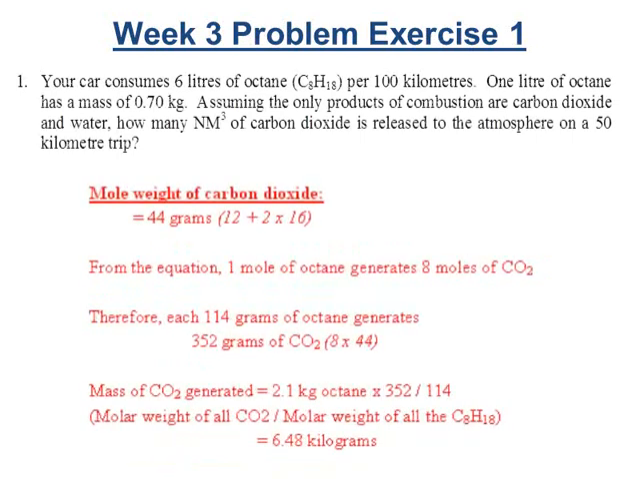So the mole weight of carbon dioxide is 44 grams. From the equation, 1 mole of octane will generate 8 moles of CO2 from the balanced reaction. Therefore, each 114 grams of octane will generate 352 grams of CO2, which is 8 times 44. So the mass of CO2 generated would be 2.1 kilograms of octane multiplied by 352 divided by the 114. And that will give you 6.48 kilograms.